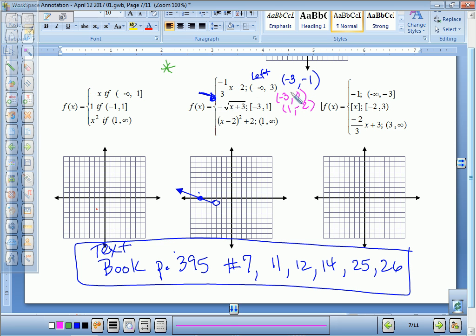This one has a start and a stop. And it goes like this. Whoop. Eyebrow down. Square root is opening down. Over 1 down 1, over 4 down 2.